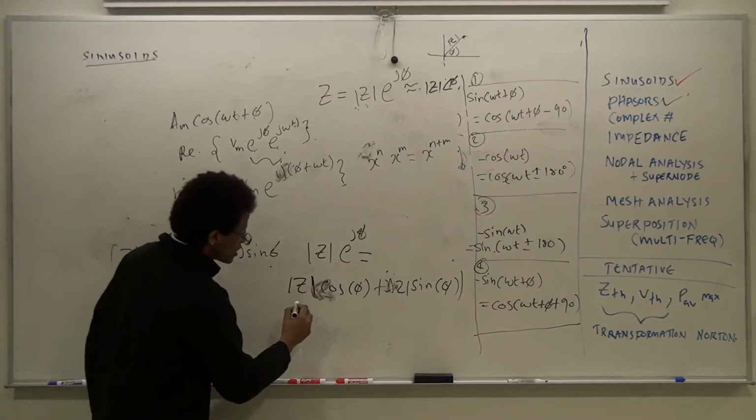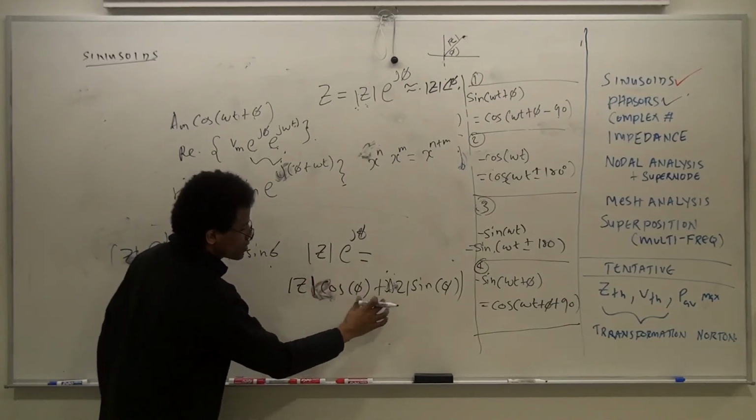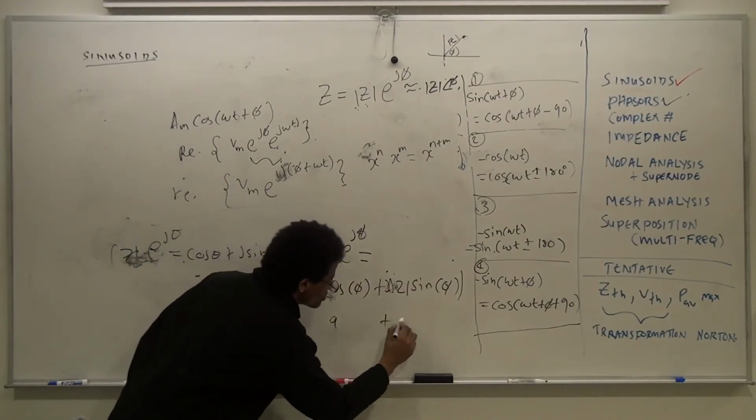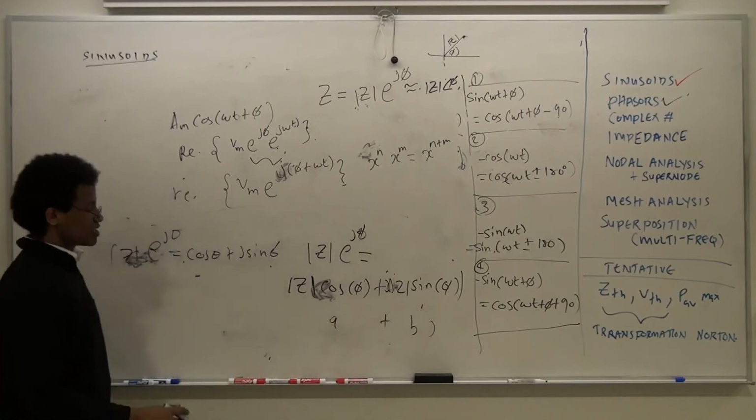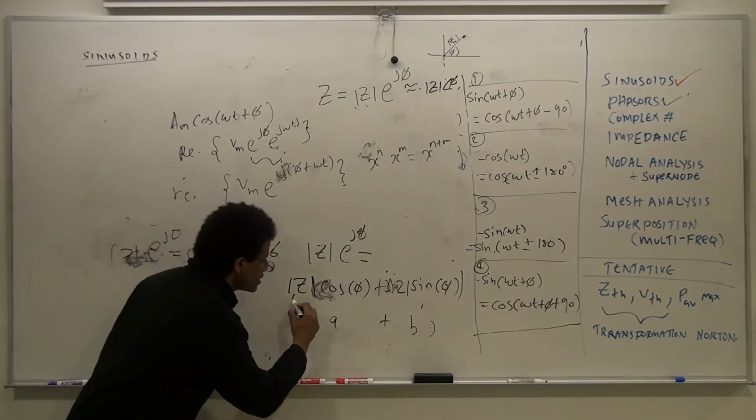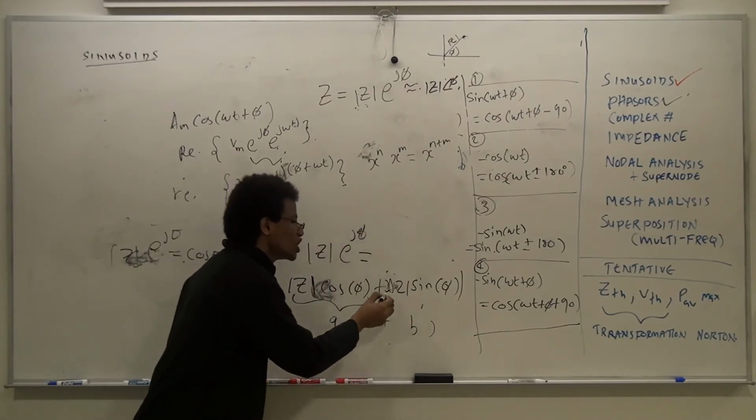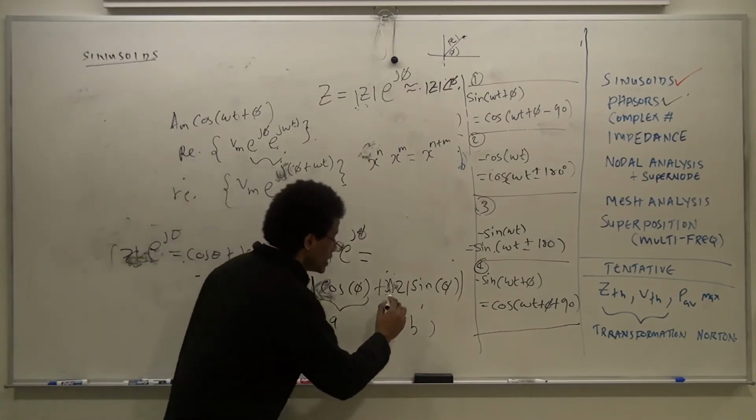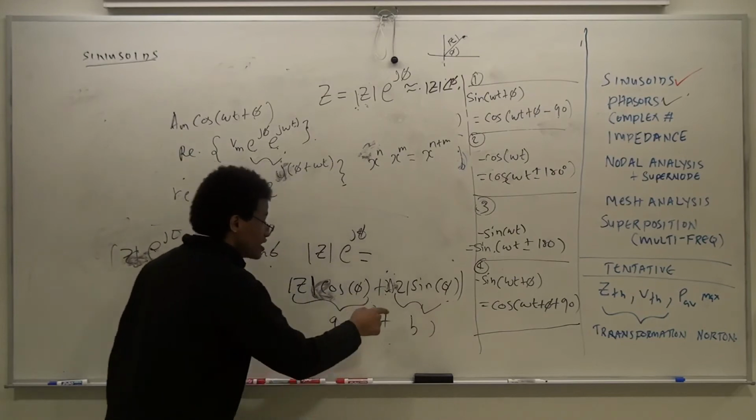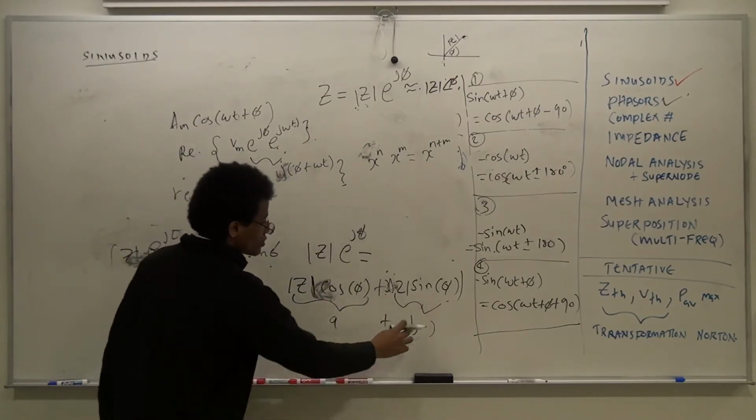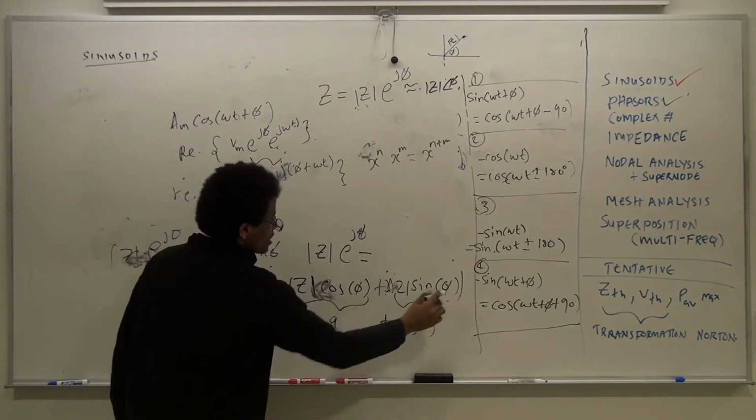So the real part is what now? If it represents a complex number, it's supposed to be a plus bj. So what's the real part of this complex number? A. And A is what? Modulus cos phi. Exactly. And what's the b? Does the b include the j or not? No. It never includes the j, because the imaginary part is still a real number.